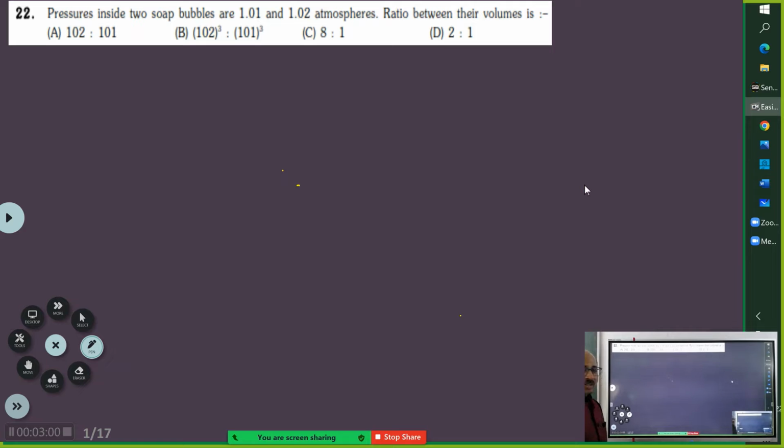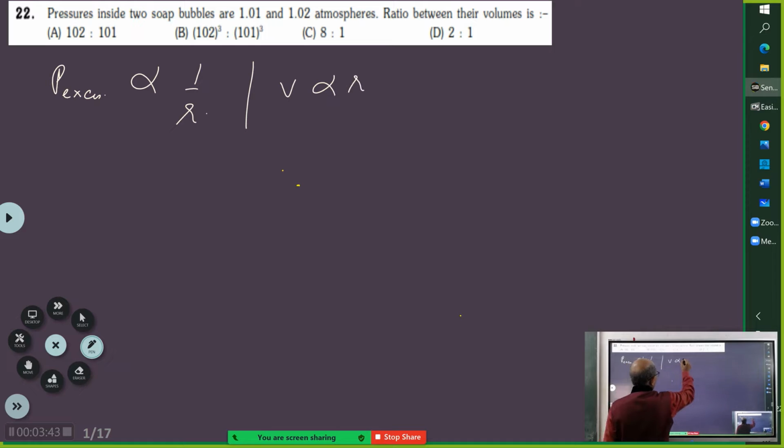So therefore the excess pressure is inversely proportional to R. And if they are asking the ratio of the volumes, volume is proportional to R cube. So therefore you will have to cube it. The excess pressure in the first one will be 0.01, isn't it? Excess pressure is proportional to 1 by R. I suppose all of you know what I am writing, excess pressure. If you don't know, you should ask me. And volume is proportional to R cube. So now you have to cube this.